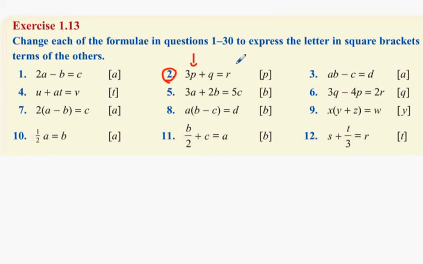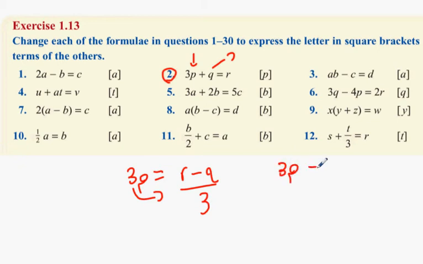The q is not directly attached to the p because it's being added, or if it's being subtracted, it'll be the same thing. The q goes to the other side. So we're going to get 3p equals r minus q. What would get rid of the 3? Bring it across and divide. Some people also like to think of it this way. You can choose whichever way you want. Some people do it like this, and then they cancel off the 3's. You can see it results in the same answer, right?